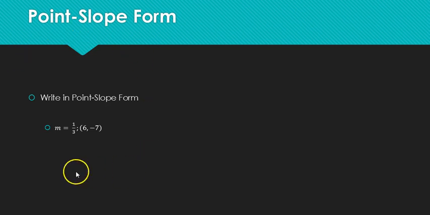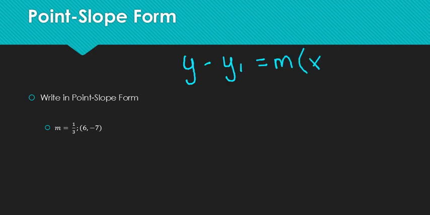Now, if we want to write it in point-slope form, we're given a slope here and we are given a point. We know that the equation is going to be y minus y1 equals m times x minus x1. The point that's given to you is x1, y1.